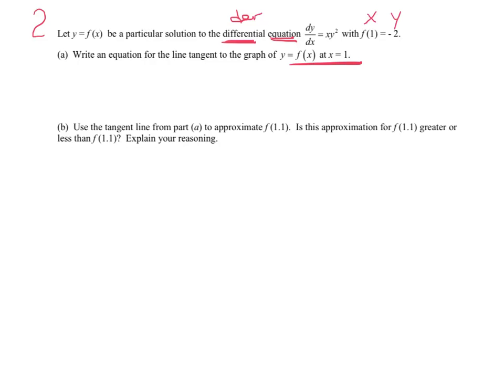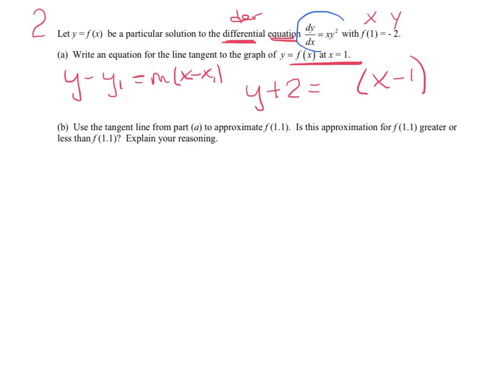Pretty simple. So the first thing I start with is y minus y1 equals m times x minus x1. I've got my x and my y, so I can say y minus negative 2 equals whatever my slope is times x minus 1. Now I need to get my slope. Now remember, that's what dy dx is. That is the first derivative. That is your slope. So if my x is 1 and my y is negative 2 squared, looks like I get a slope of 4. And part A is done. Now we're going to use what we wrote in part A for part B.